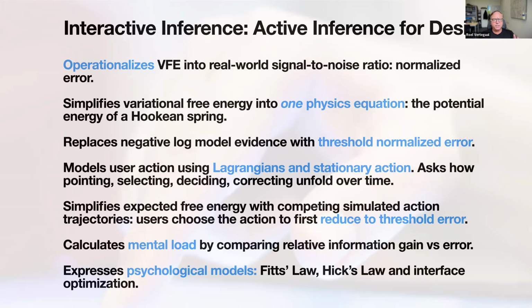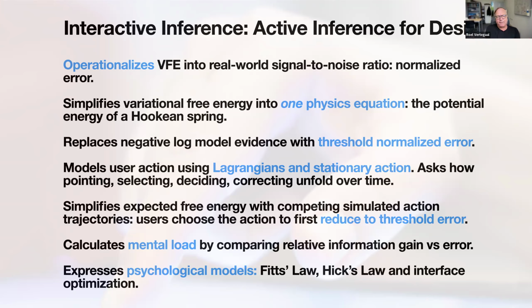We model the action using Lagrangians and stationary action borrowed from physics. And this is, of course, very close already to the gradient descent method, which comes from that area. So we ask, how do you point? How do you select? How do you decide? And then how that unfolds over time. And the idea is that if we can solve these equations, we should actually end up being able to model time behaviors as the energies unfold over time.